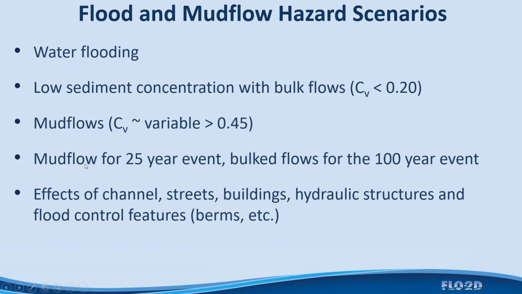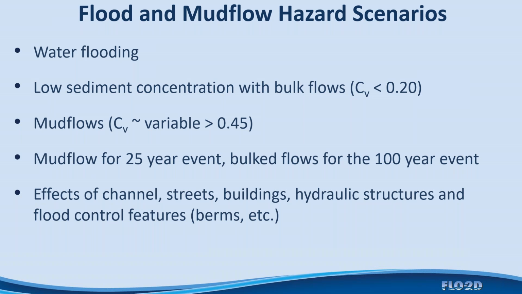And I would do your bulk flow for maybe the 10 and 25-year events for mud flows, and then just bulk flows for lower concentrations for the 100-year event, because it is unlikely that your watershed is going to be able to generate a mud flow for the 50-year event and higher, because there's just too much water in the 50 to 100-year flood event.